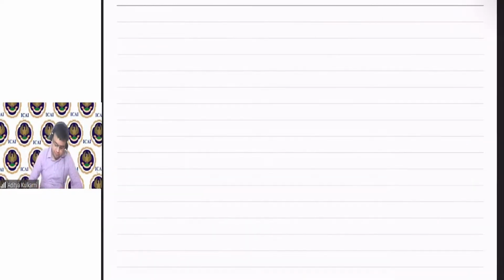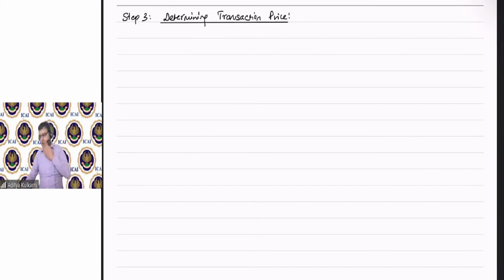Now, step 3: determining transaction price. Very crucial step, because this is the basis on which the revenue figures will start hitting the P&L.